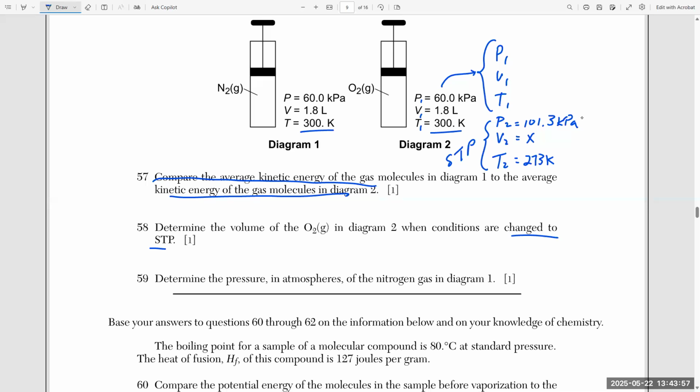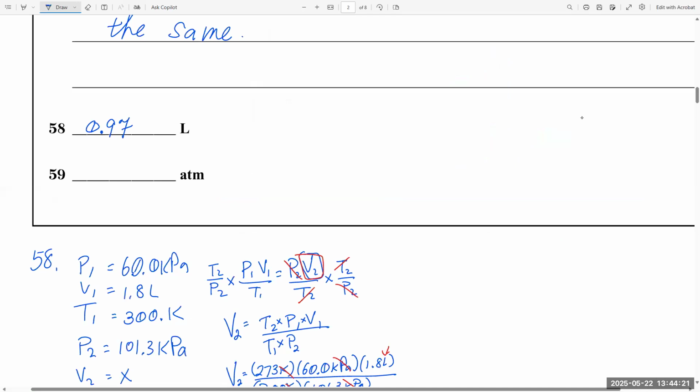Let's go to 59. Determine the pressure in atmospheres of the nitrogen gas in diagram 1. Now, don't overthink this, because what do we know in diagram 1? In diagram 1, pressure is right here. So what they want you to do is convert from 600 kilopascals to atmospheres. So let's do it. Let's put the work for 59 over here. So it's going to be 600.